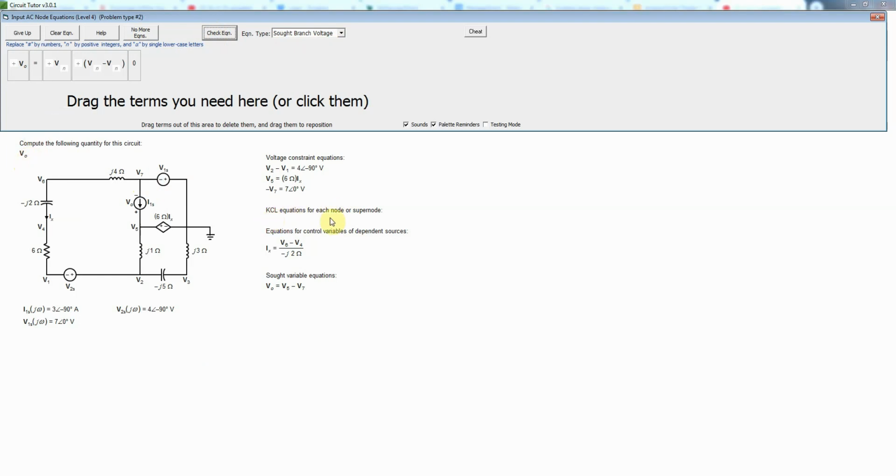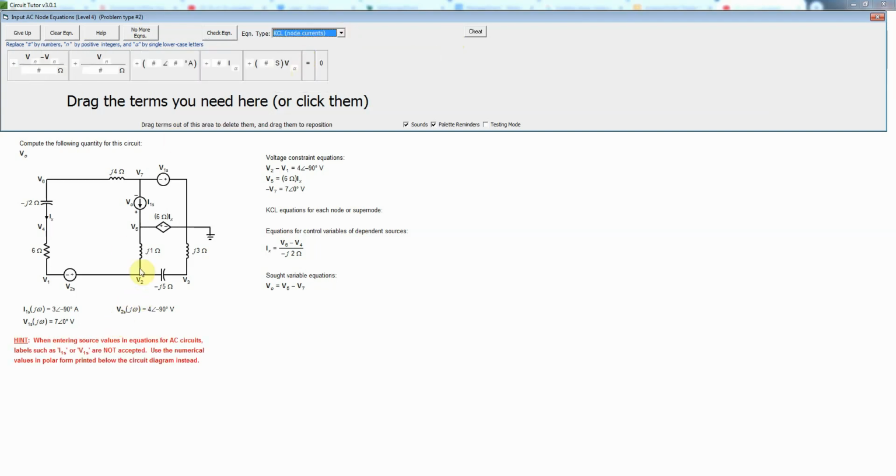Then we have to write a KCL equation for each non-reference node or supernode as is applicable. So let's do KCL equations. We'll select that, and let's just go in order here. The reference node, of course, we don't use. So let's look at V1. Well, V1 is connected to a voltage source, and remember, the current through a voltage source is whatever it needs to be. So we have to form a supernode consisting of nodes 1 and 2. We're going to draw our KCL surface around both of those nodes and then add all the currents that exit that larger surface called a supernode.